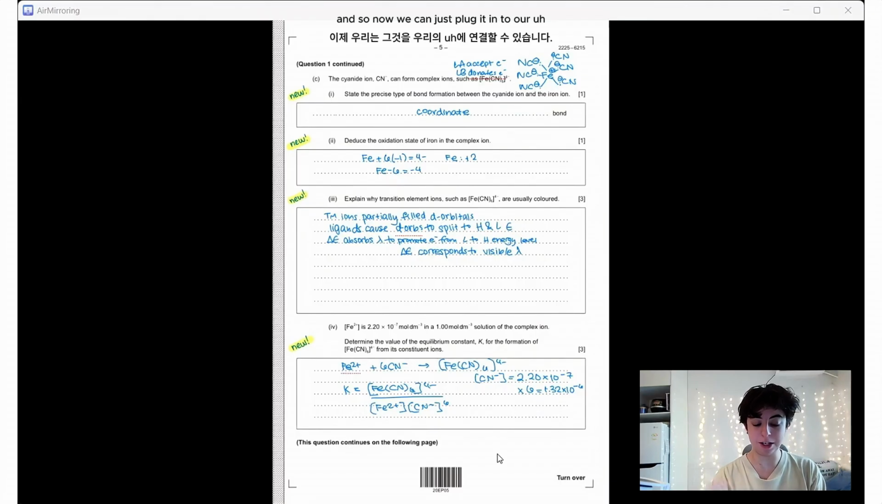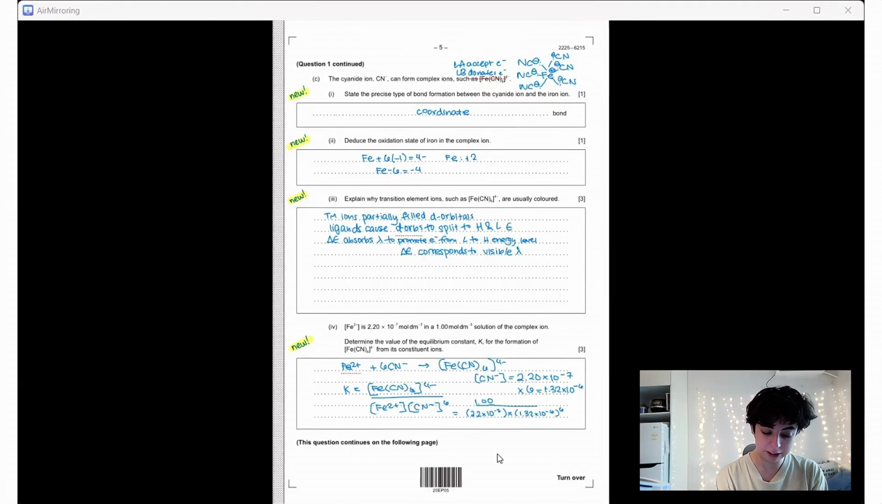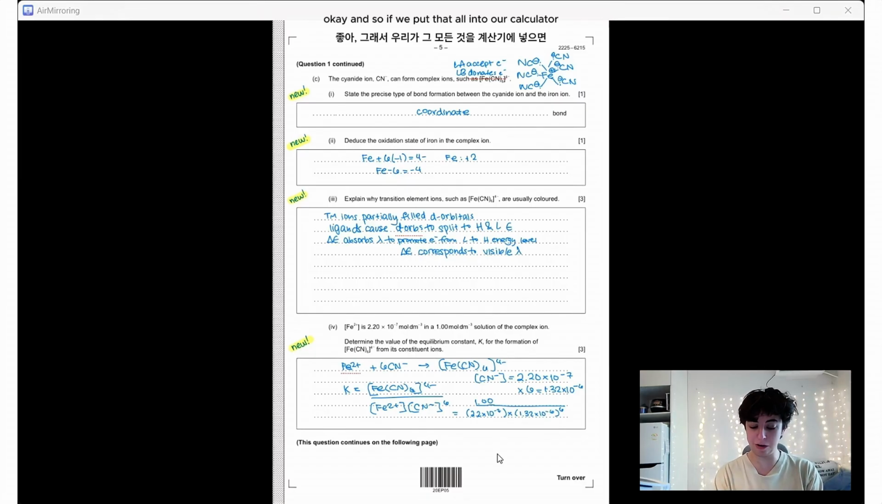Okay, and so now we can just plug it in to our overall equilibrium constant expression. So we have our complex ion concentration, 1 divided by our Fe2+, so that would be 2.2 times 10 to the negative 7, times the concentration of our cyanide ion, 1.32 times 10 to the negative 6, except we have to raise that to an exponent of 6. And if we put that all into our calculator, we end up getting the equilibrium constant as 8.59 times 10 to the 41st.